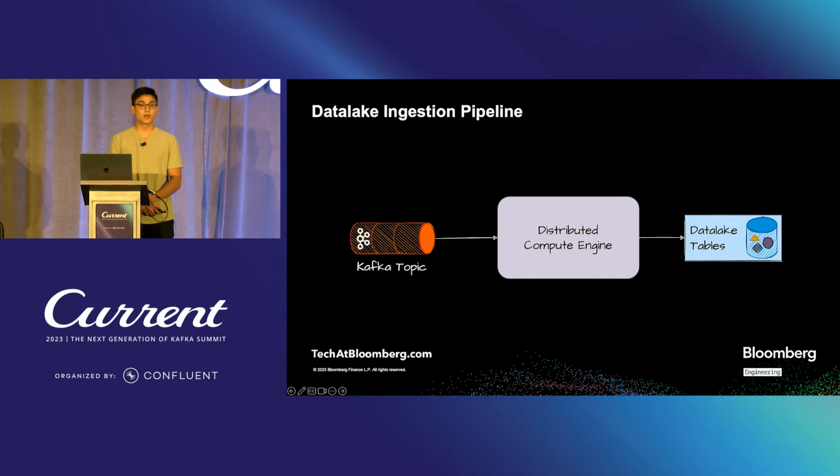The pipeline that we're going to be analyzing today is as shown in the diagram. We have our data in Kafka that we want stored in data lake tables, namely Iceberg tables. And we'll leverage a distributed compute engine, either Spark or Flink, to facilitate that.